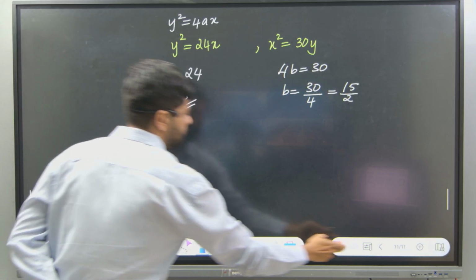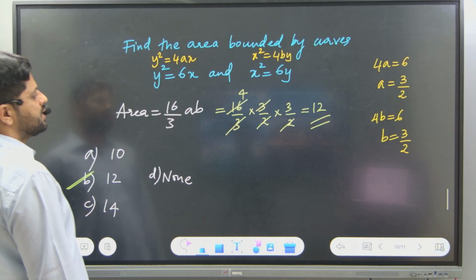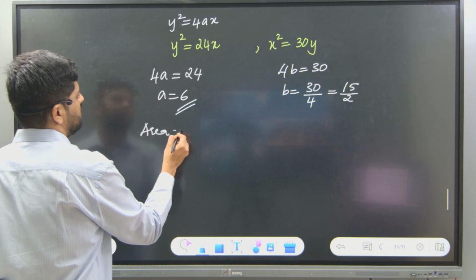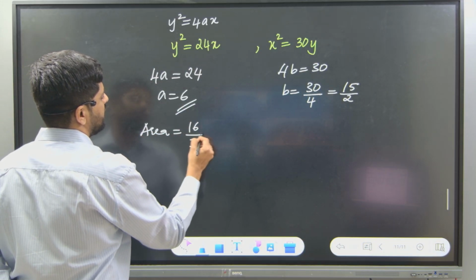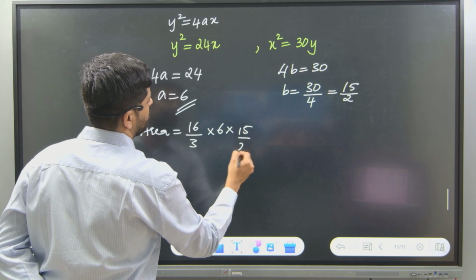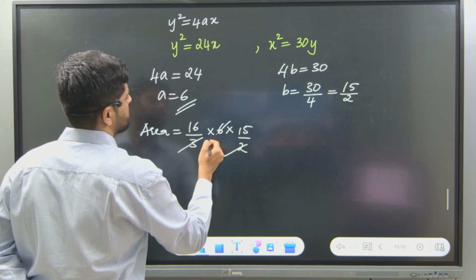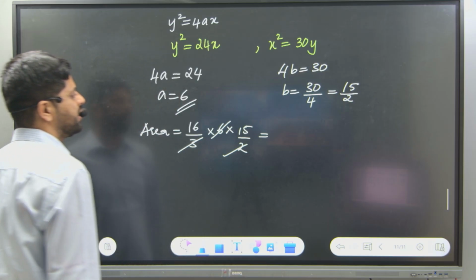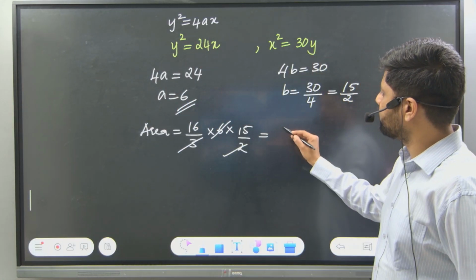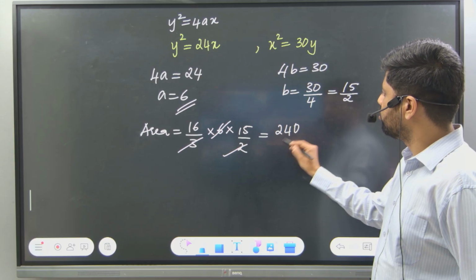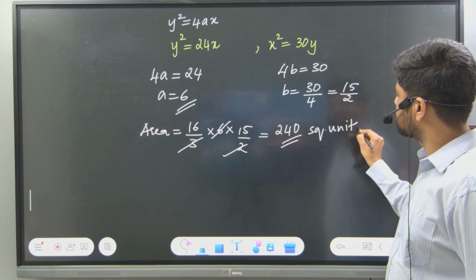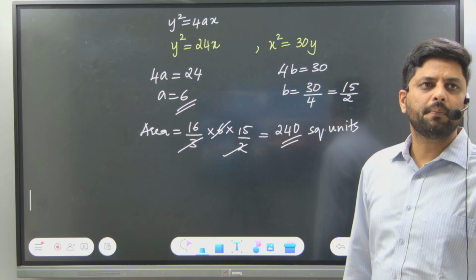What is the area? 16 by 3 AB. Area will be equal to 16 by 3 into A, 6, into B, 15 by 2. 3, 2, 6 will get cancelled. 16 into 15 is going to be the answer. 15 15s are 225. 225 plus 15, 240 square units. Okay now? Yes?